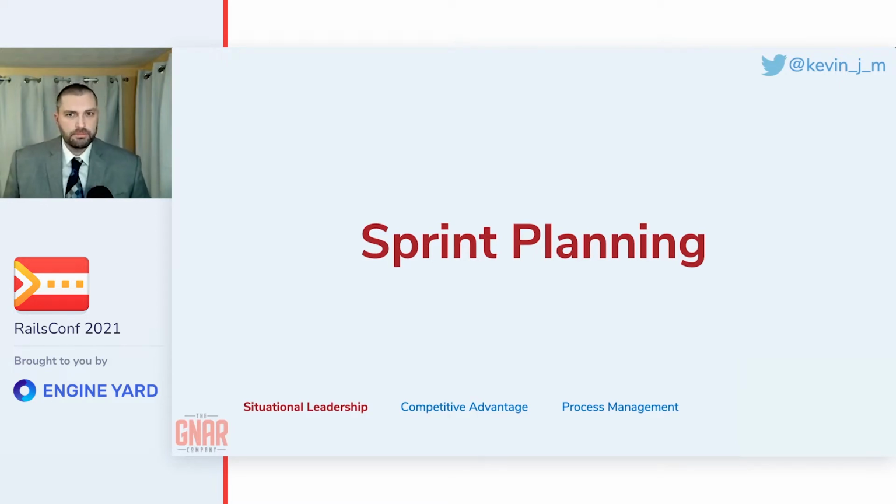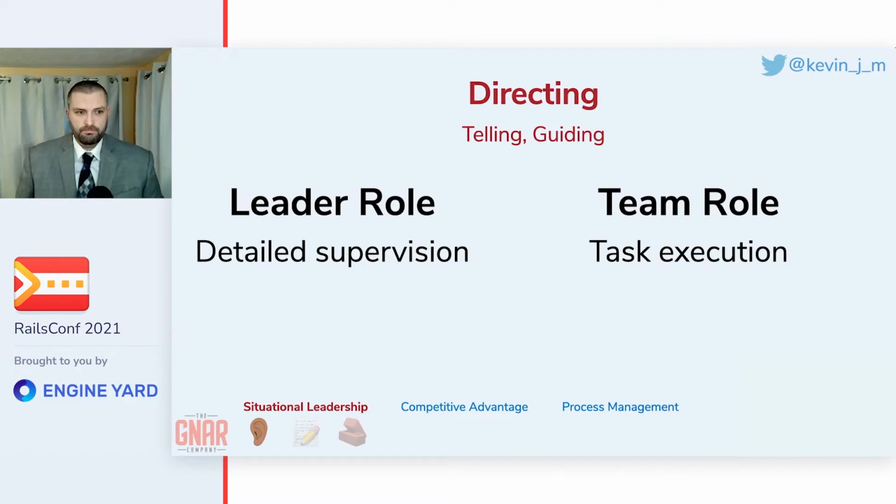So the first leadership style in the situational leadership model is called directing. And in that style, the leader is responsible for close, detailed supervision, clearly laying out acceptance criteria and building a checklist of here are exactly the steps you need to follow to be successful. The part the team plays in the directing style is faithfully executing on that plan.